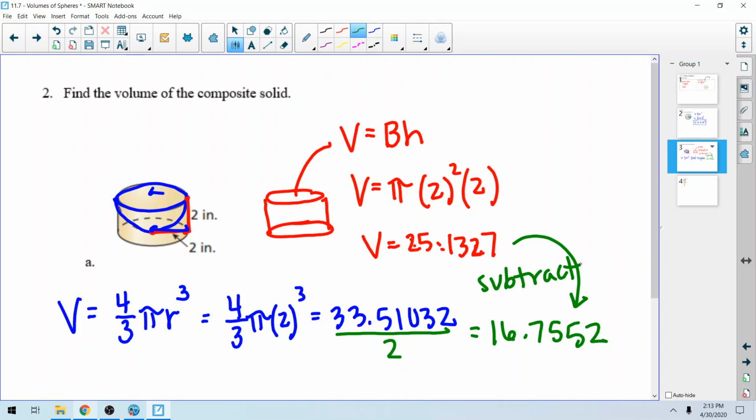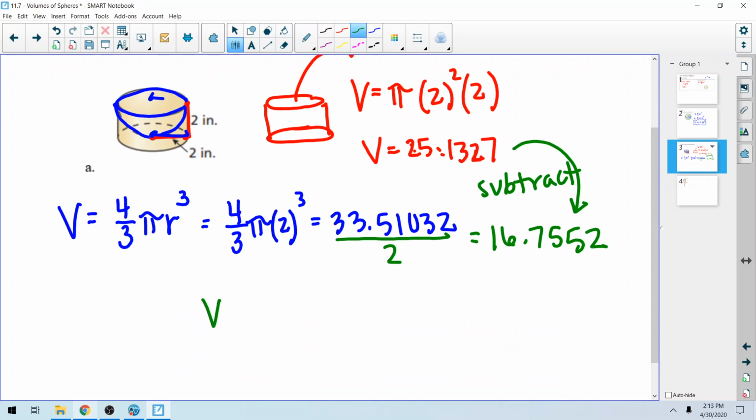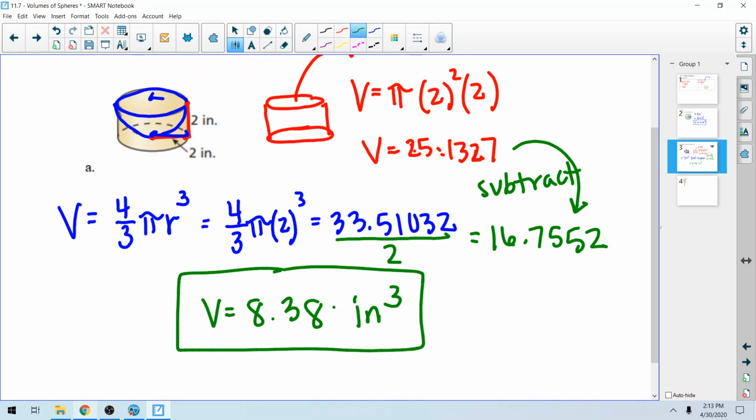So I'm going to go grab my 25. I'm going to hit minus. I'm going to go grab my 16. I'm going to hit enter. Volume equals 8.38 inches cubed.